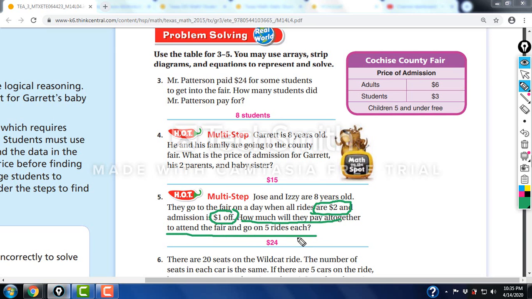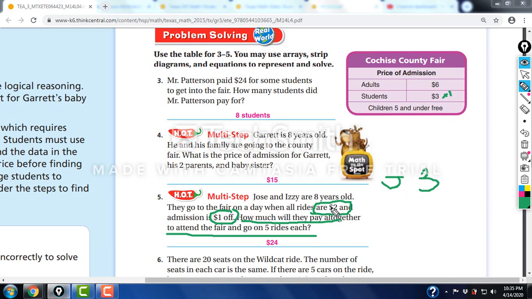Okay. So again, same thing. Figure out how much each person pays, and then you add those two. So let's do Jose first, and I put a J. Okay, so for Jose to go into the fair, he's only 1, so it's 3 times 1. So he pays $3 to go in.